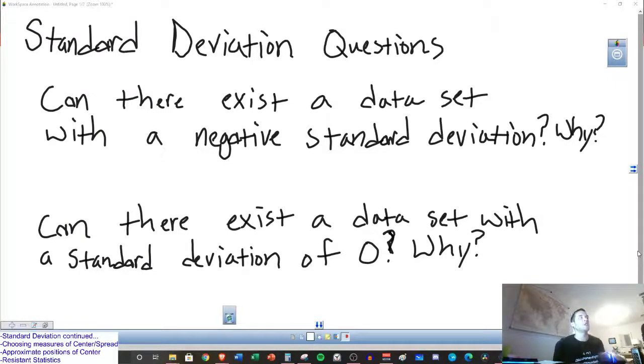So we finished talking about standard deviation, how to calculate it by hand. We know the definition now. And here we have these concept questions, okay? So first, to start, can there exist a data set with a negative standard deviation and why? And then can there exist a data set with a standard deviation of 0?